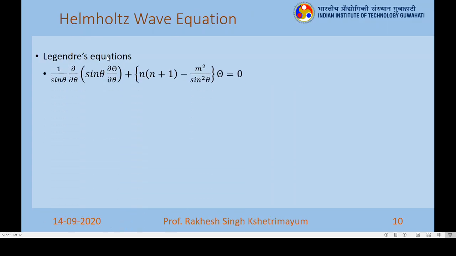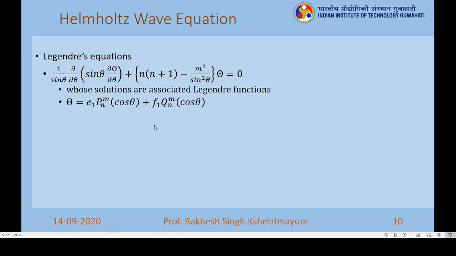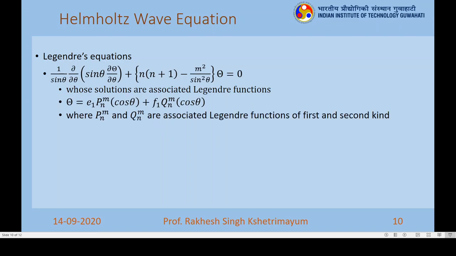We have another equation, which you can observe is the Legendre's equation, and the solution for the Legendre equation is the associated Legendre functions. The solution capital phi is a combination of Pnm cos theta and Qnm cos theta. What are Pnm cos theta and Qnm cos theta? These are the associated Legendre functions of first kind and second kind. N is the degree and m is the order. We have two parameters here, one is n, another is m. Here E1 and F1 are arbitrary constants.